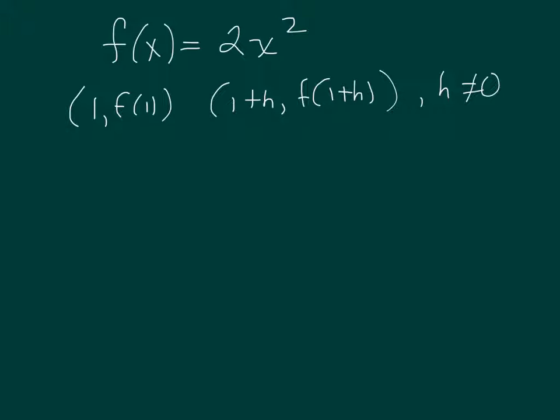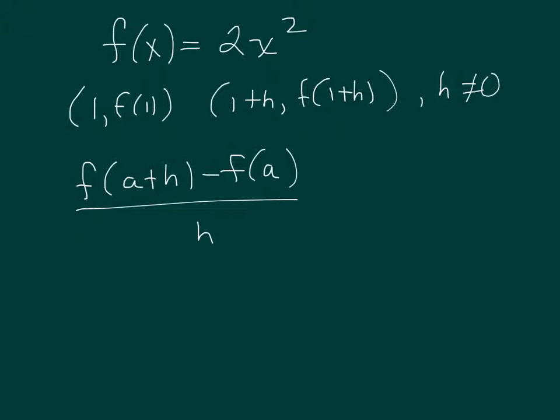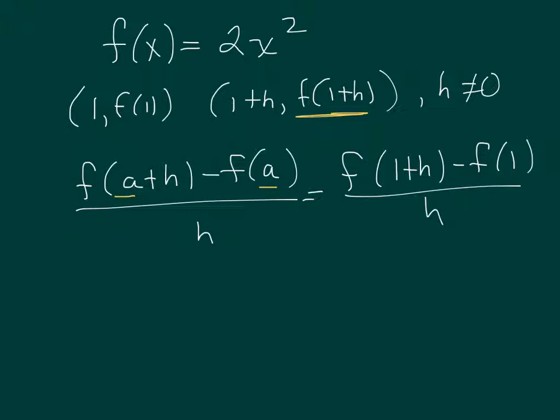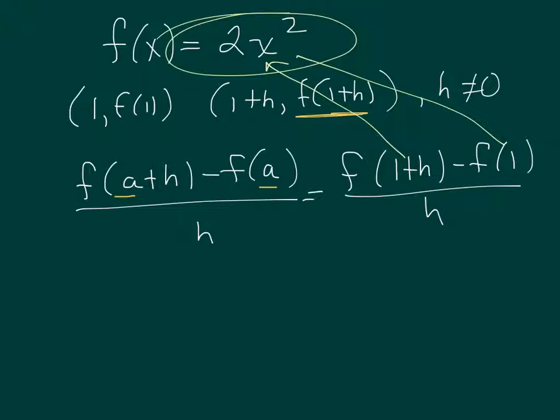and our formula is f of a plus h minus f of a, all over h, where you can see this matches my a, in other words, a is 1. And so I'm going to plug 1's in there. So the next step: f of 1 plus h minus f of 1 over h. Well, I'm going to use my function, and where I see an x, I'm going to plug in a 1 plus h, and where I see an x, I'm going to plug in a 1. So let's do that.